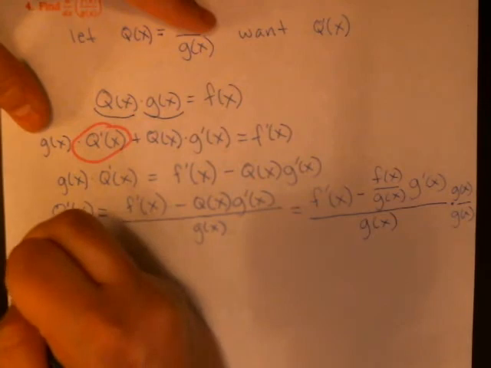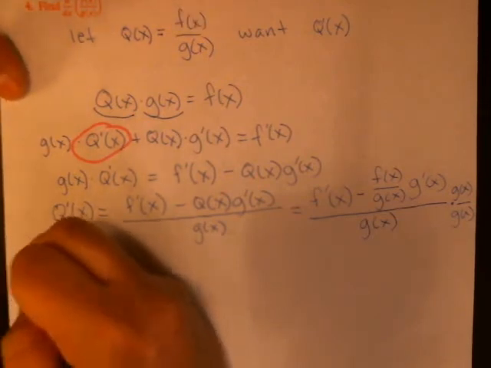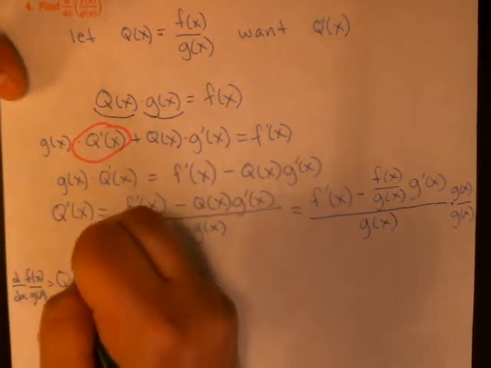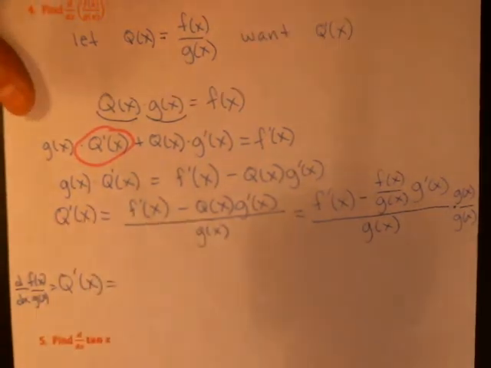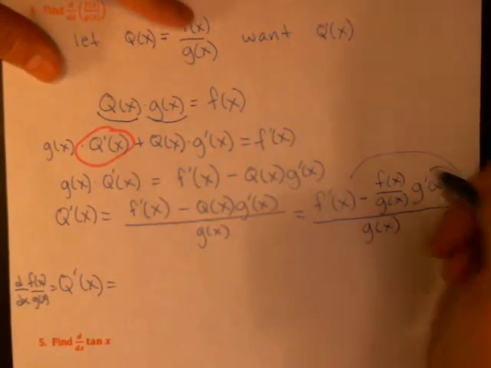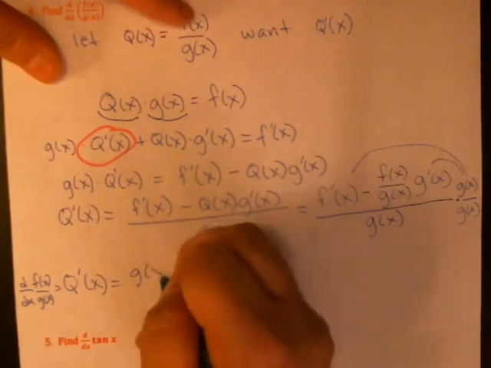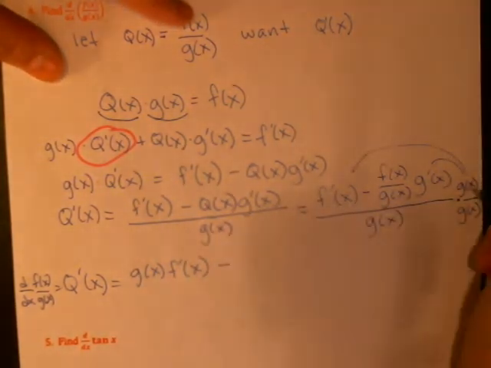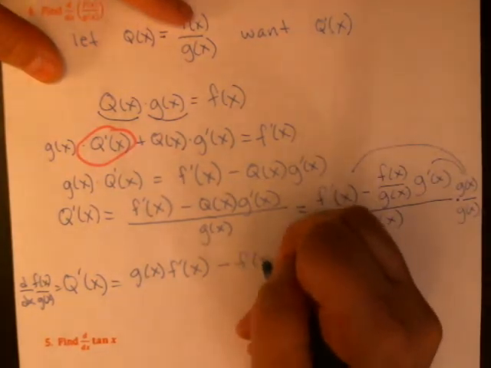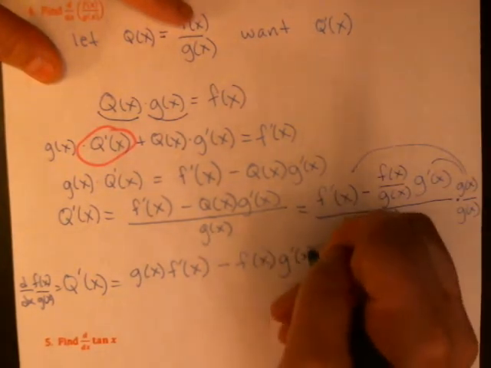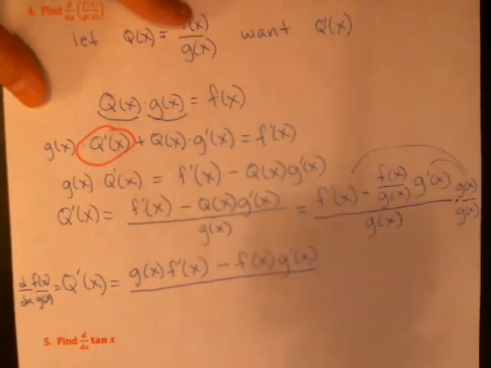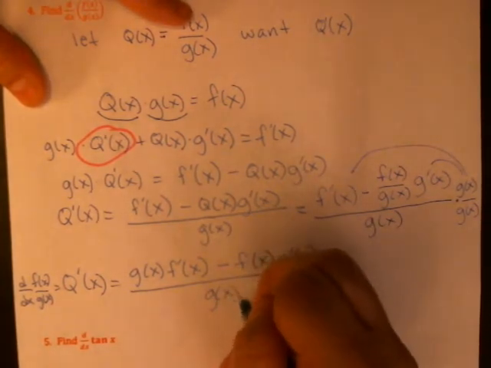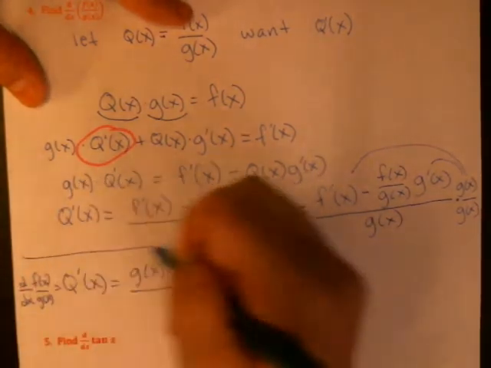Here, I'm even going to rewrite. So the derivative of f over g, otherwise known as q prime, is equal to, okay, we have to multiply everything by a g. So we get a g of x times f prime of x minus, here the g's cancel. We're left with an f and a g prime. f of x, g prime of x. And then on the bottom, we now have a g of x squared. And this is our quotient rule.